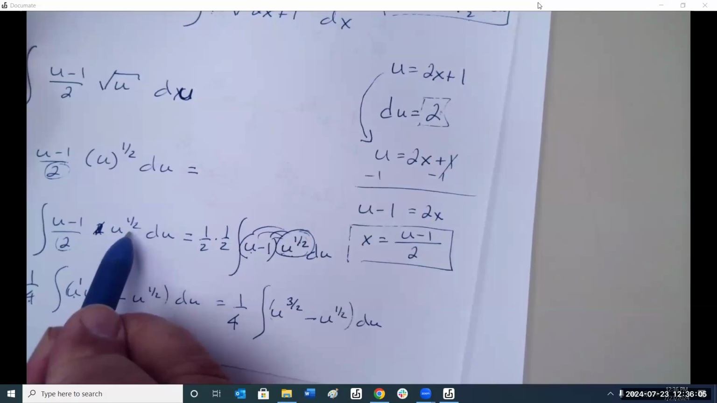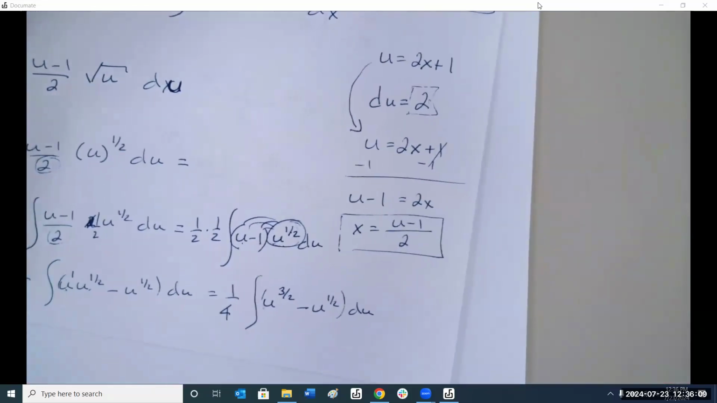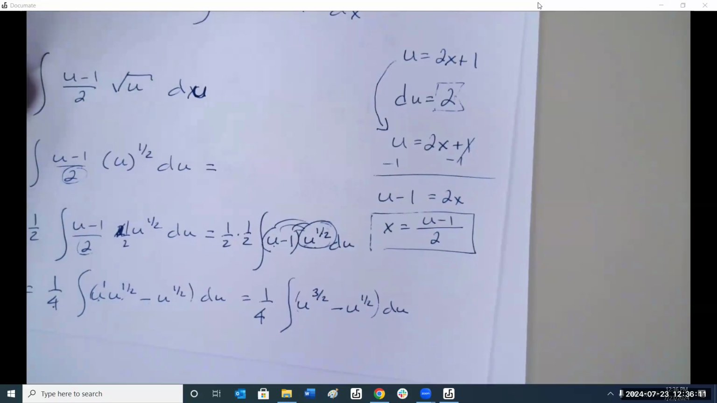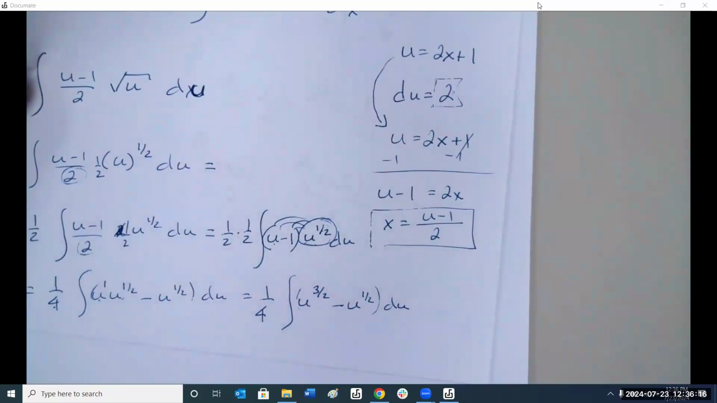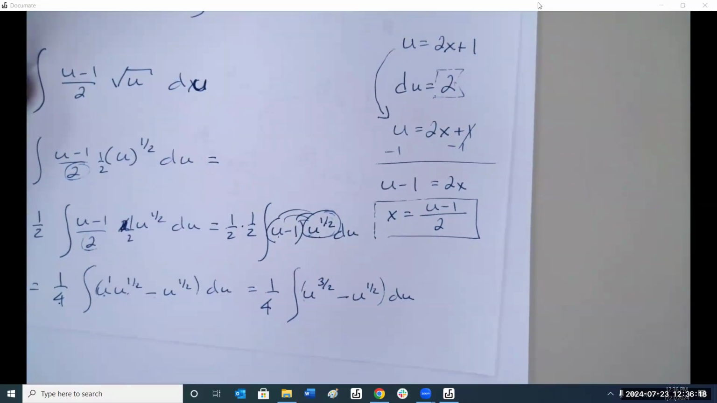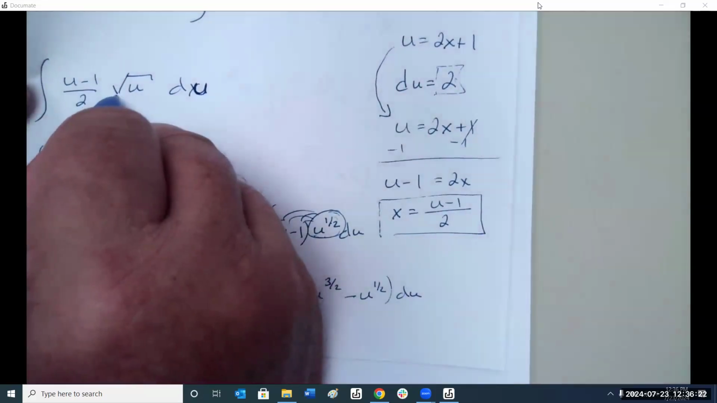Because when I change it to 1/2, this one should have had a 1/2 in front of it already. So this should have 1/2 there. Yeah, so this one should be over 2.